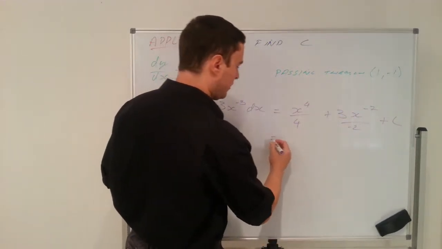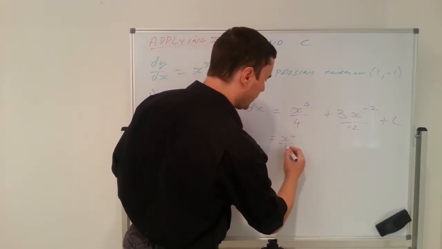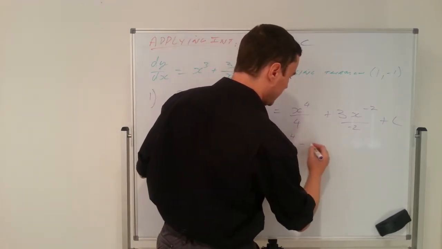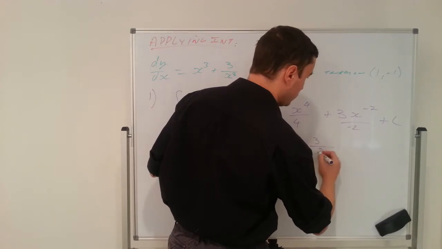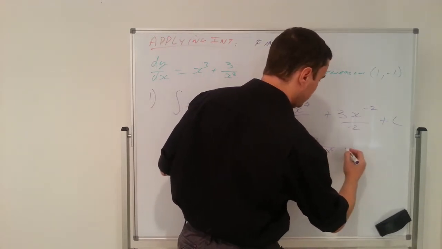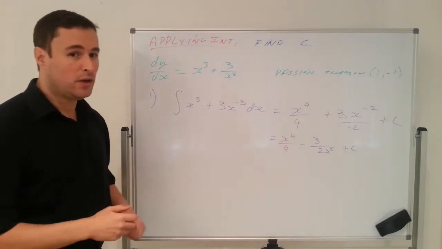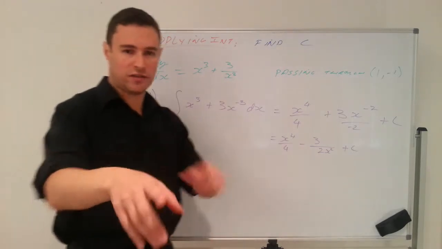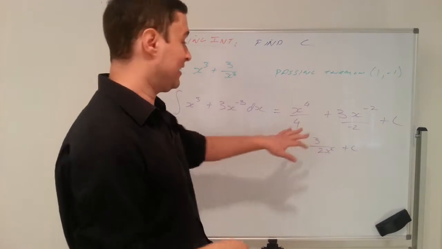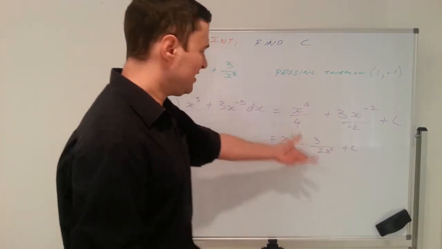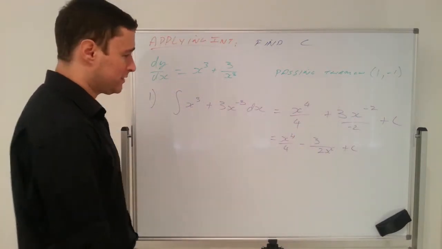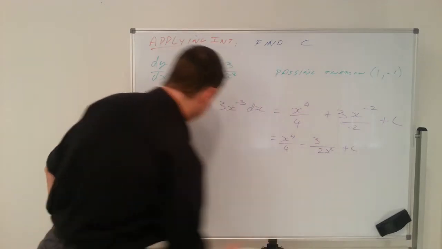Let's just tidy this up. x to the 4 divided by 4, 3 times negative, the negative 3 over 2 x squared, plus some c. Everyone with me? Awesome. In the notes, I've actually done it slightly differently. I've left that negative at the top there, but bring it down to the bottom. It doesn't really make a difference. So now that's the first step.